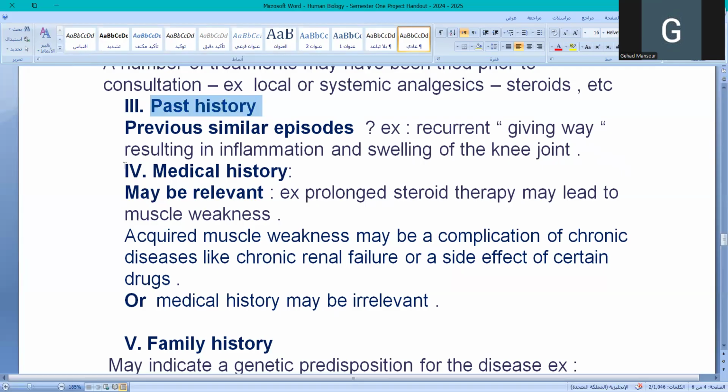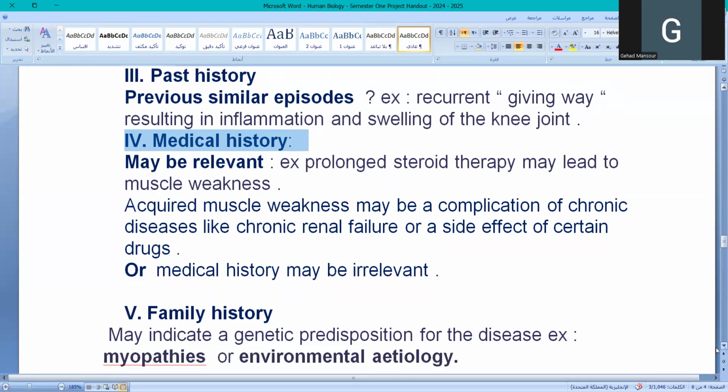In the medical history, you might include any other medical diseases that the patient might have suffered from, or drug history. So sometimes we merge the drug history with the medical history. Sometimes the medical history is important because the patient might tell you that he is suffering from chronic renal failure, or that he is receiving hemodialysis for a renal failure, because chronic renal failure might result in a kind of muscle weakness that's not, of course, congenital, but that is acquired.